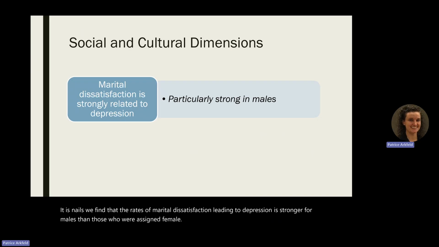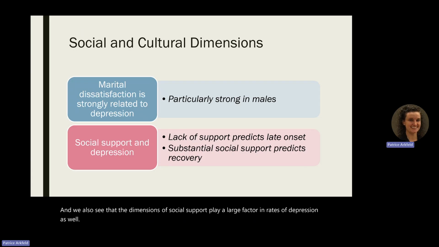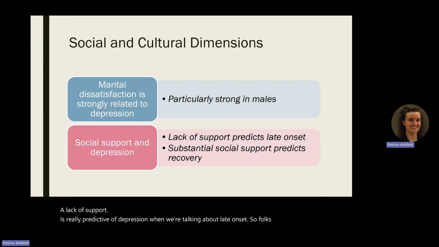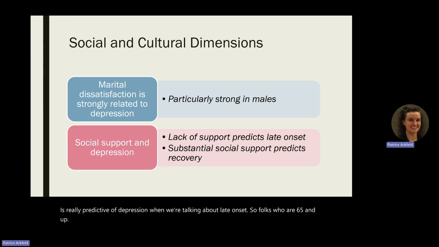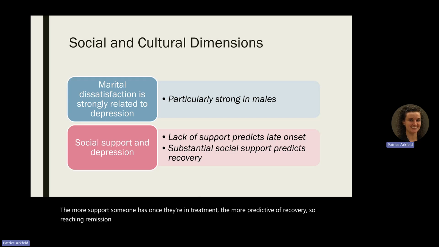And we also see that the dimensions of social support play a large factor in rates of depression as well. A lack of support is really predictive of depression when we're talking about late onset. So folks who are 65 and up, the less support they have, the more at risk they are for developing depression. And the inverse is also true. The more support someone has once they're in treatment, the more predictive of recovery. So reaching remission for their diagnosis.